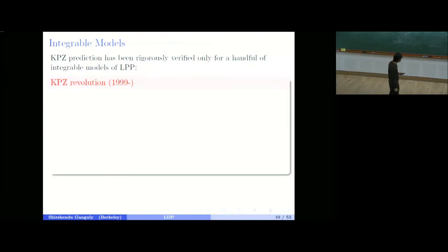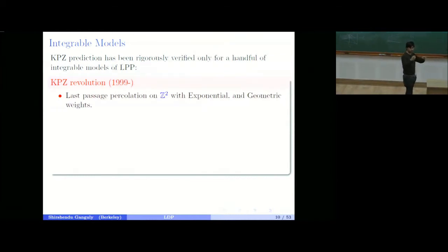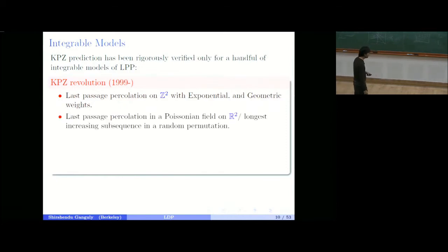These are what are known as integrable models. One example would be last passage percolation with exponential weights, which is connected to this particle system which I described, or even geometric weights, where the variables are IID geometric random variables. The Poissonian model is also understood well, and you can verify the predictions in this context, and an associated problem of increasing subsequences in a random permutation.